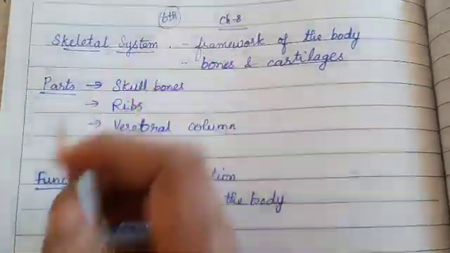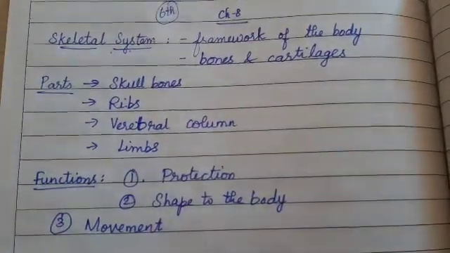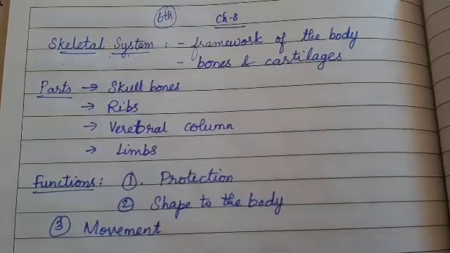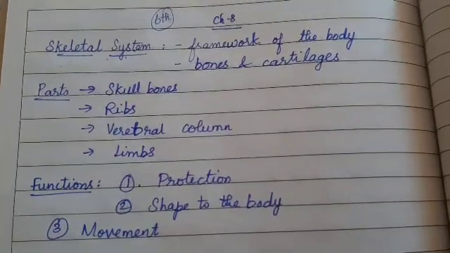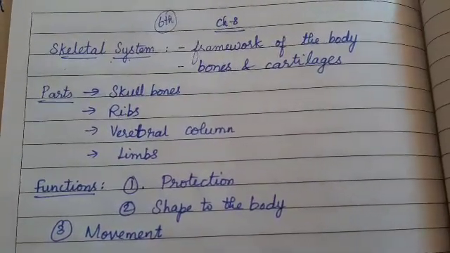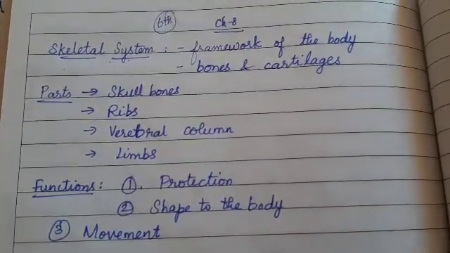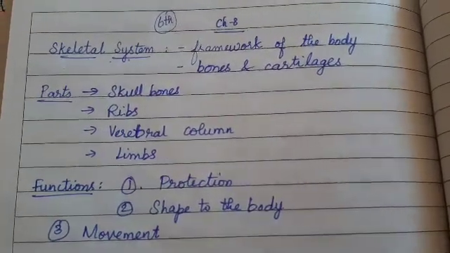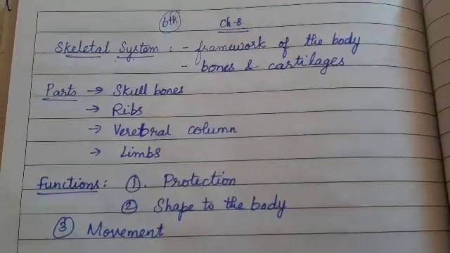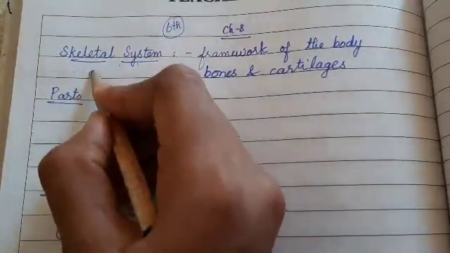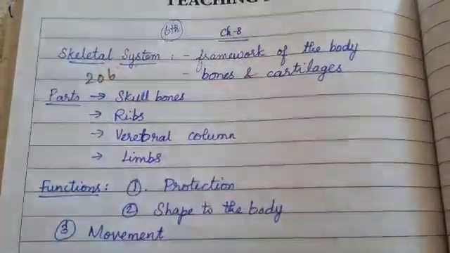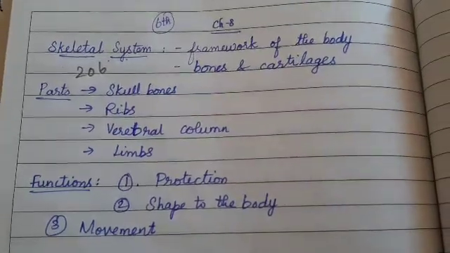What is the meaning of skeletal system? It is the system which coordinates the bones present in the body. Right? So how many bones are present in the human body? It is a basic question which you have already learned. 206 bones are present in the body.